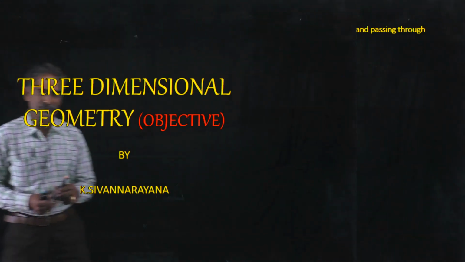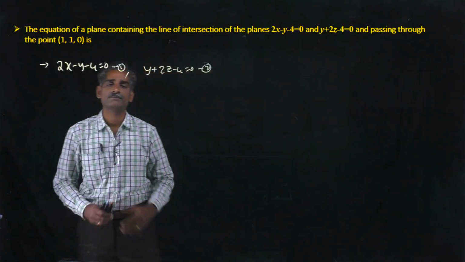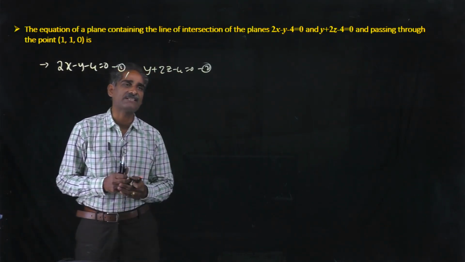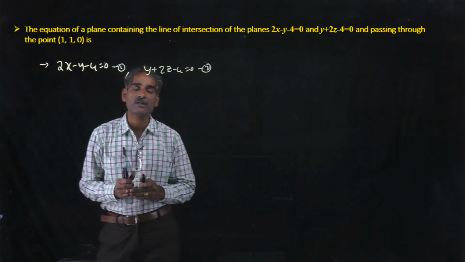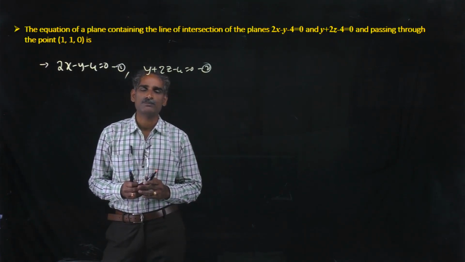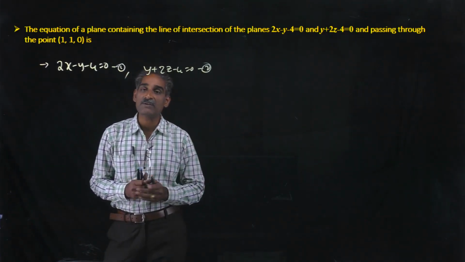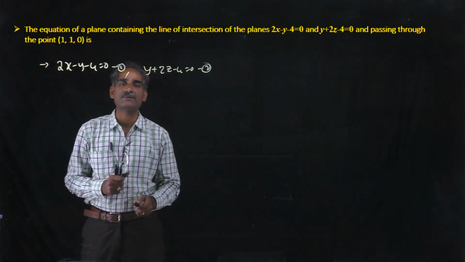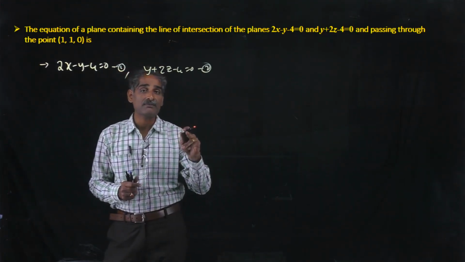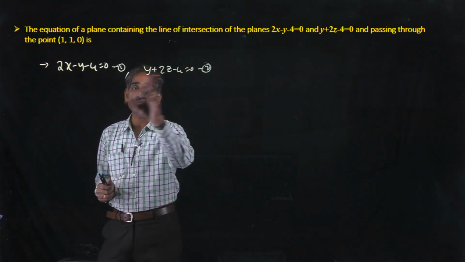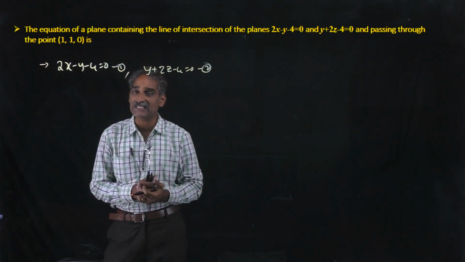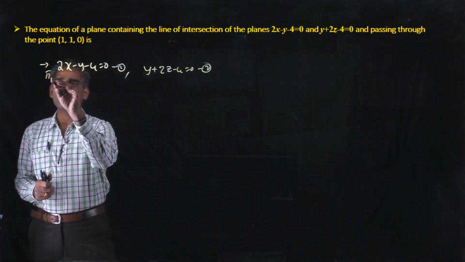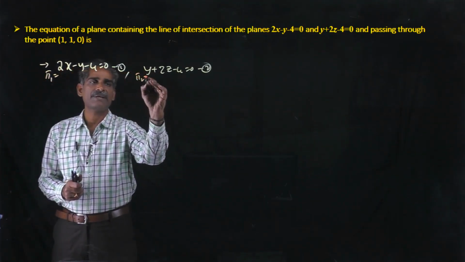Okay, right. See this problem. The equation of the plane containing the line of intersection of the two planes and passing through the point 1, 1, 0. We have to find the equation of a plane which contains the line of intersection of these two planes. Equation of any plane passing through the line of intersection of the two planes phi 1 and phi 2 is phi 1 plus lambda phi 2 equals, let it be phi 1 and phi 2.